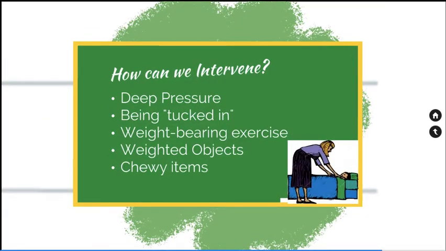How can we intervene to help this child? Deep pressure massage is always helpful. Ask if you can rub her back and legs. Give her deep pressure squeezes to her joints and shoulders. Ask if she wants to be tucked in like a burrito. Tucking children in firmly and tightly under the covers helps give them proprioceptive input that they may be seeking.